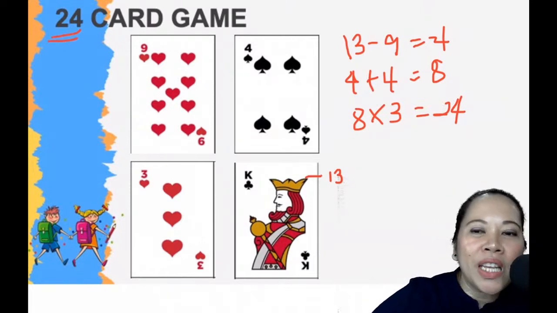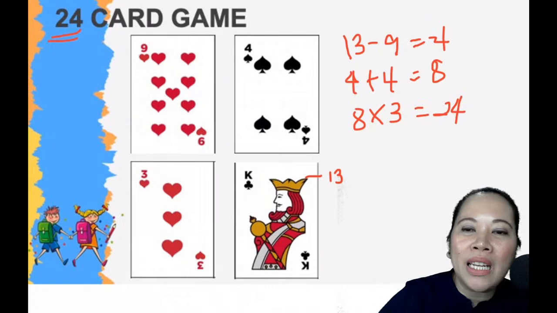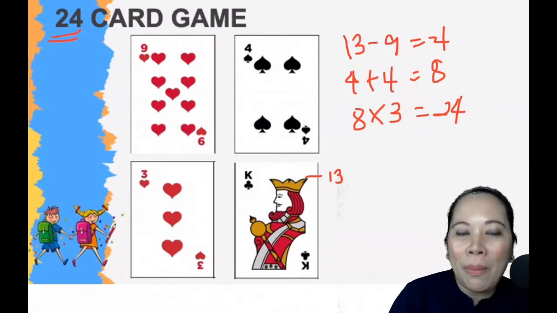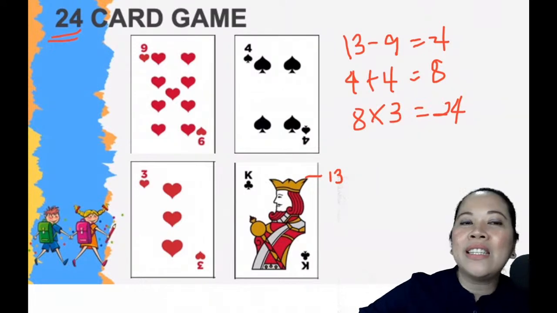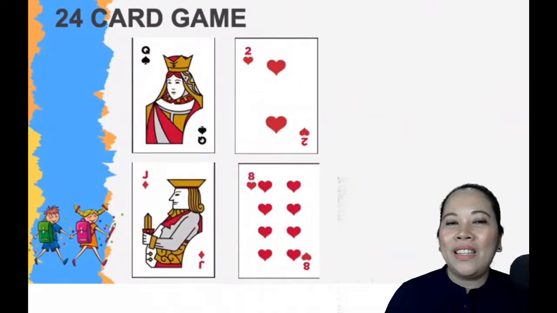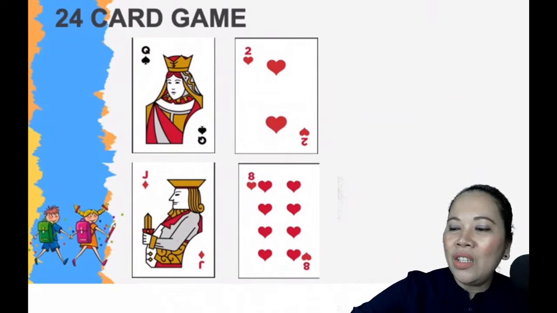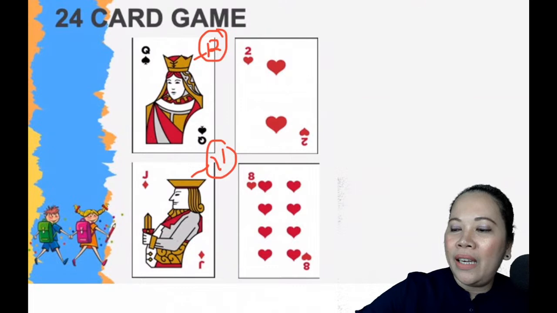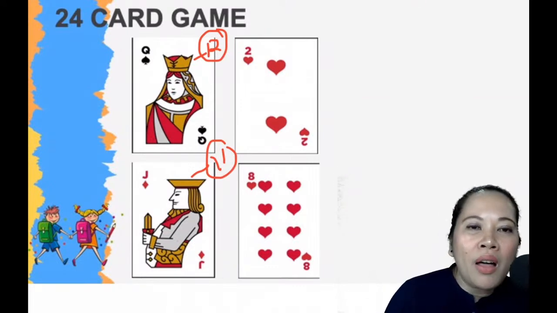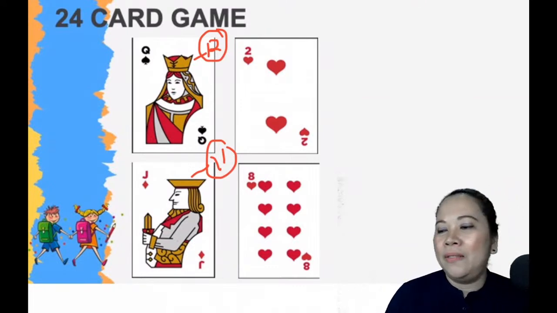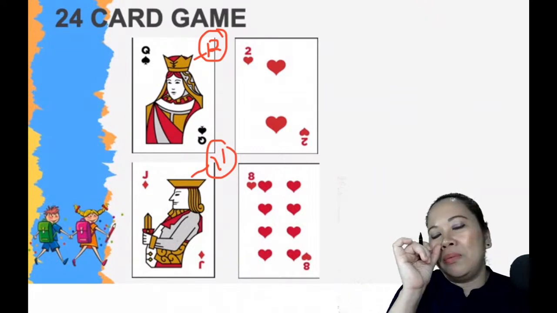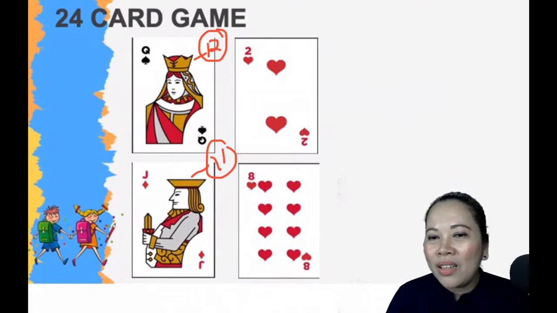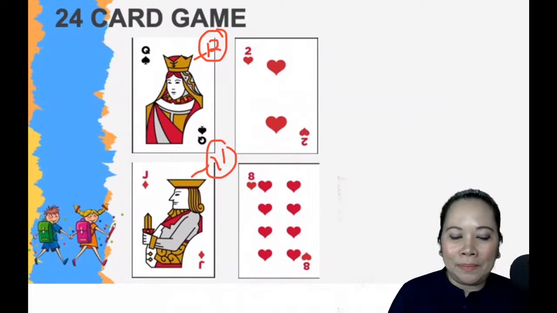Okay, I will proceed to the next question while Maha Blanca is typing her phone number. And I'll be sending you your 10 pesos load. Here is the next question. Again, Queen is 12. Okay, Jack is 11. Queen is 12 and Jack is 11. Maha Blanca, please send me your number.